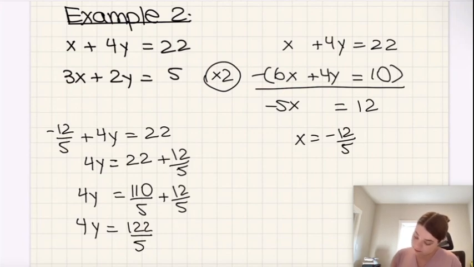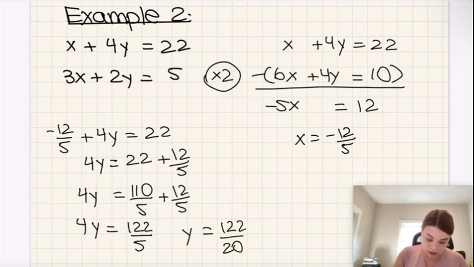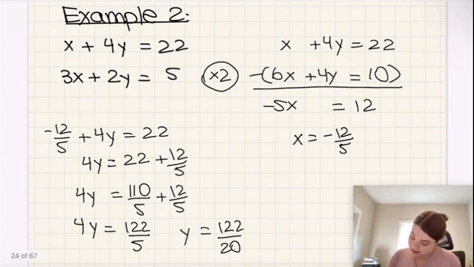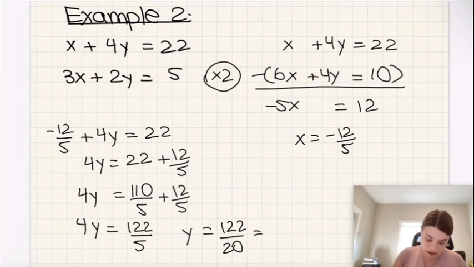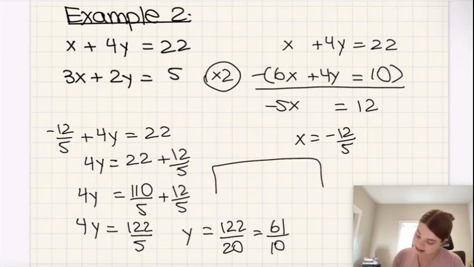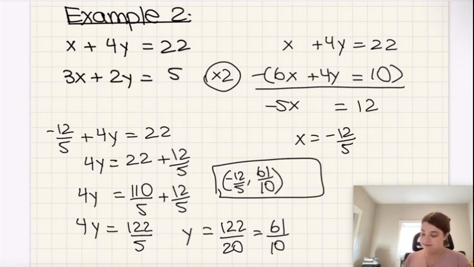And then if we divide by 4, we get y equals 122 over 20. And that can be reduced to 61 over 10, or 6.1 if you prefer decimals. Okay, so therefore, the final answer is x equals negative 12 over 5, y equals 61 over 10.